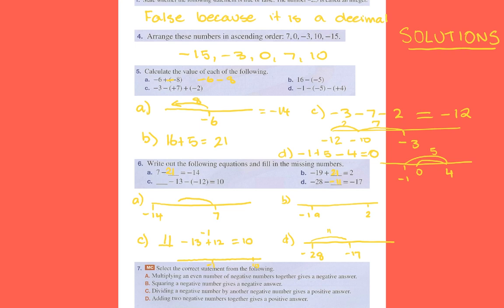Okay, last question. The answer is C. Okay, so 12 times 5 is 60, and the two negatives make a positive. $24 divided by 3 is 8, and the two negatives make a positive.